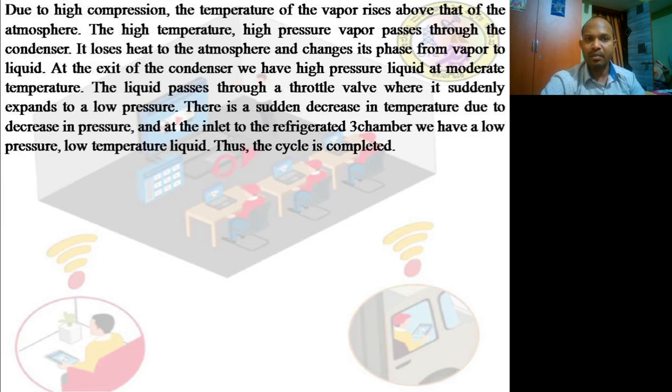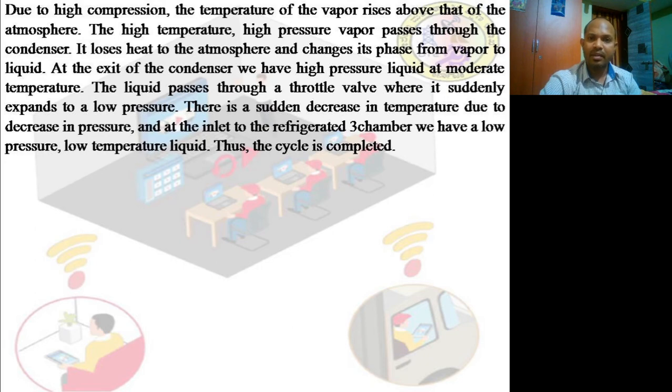This vapor is taken by the compressor, which compresses it to a very high pressure and temperature. Due to high compression, the temperature of the vapor rises above that of the atmosphere. The high temperature, high pressure vapor passes through the condenser. It loses heat to the atmosphere and changes its phase from vapor to liquid at the exit of the condenser.